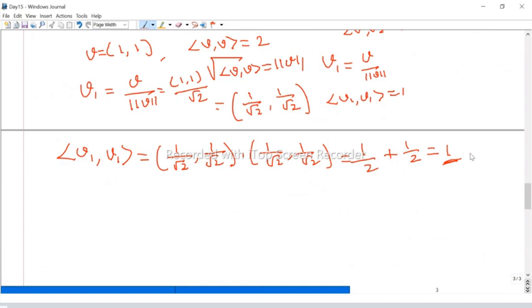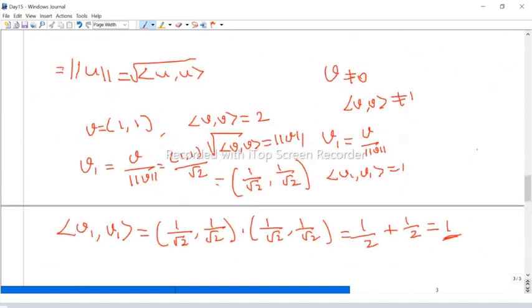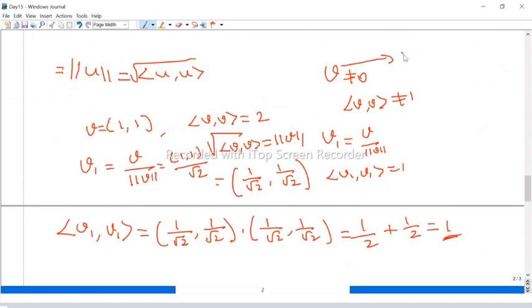Therefore, given any vector that is not normal, we can convert it into a normal vector by normalizing. Normalizing a given vector means we divide the vector by its norm. If you divide the given vector by the norm of v, that is normalization. This process is called the normalization process.